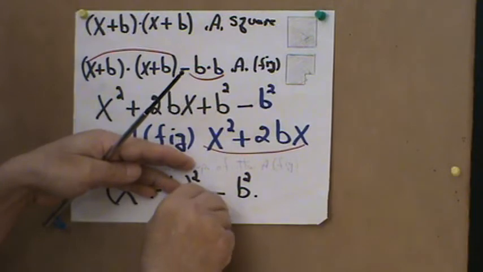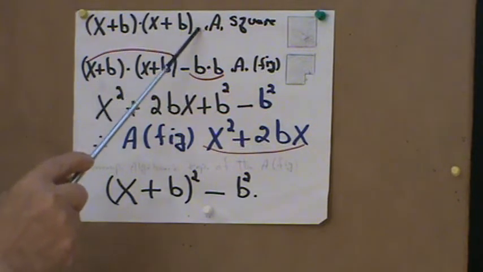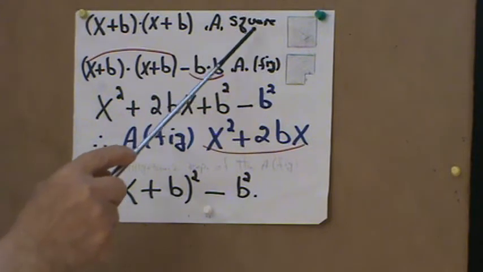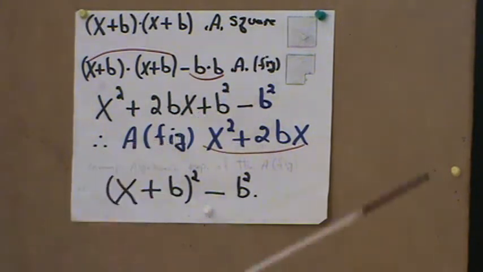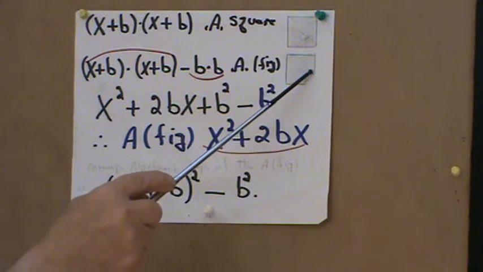And here, the dimension of the room that we were going to lay carpet was x plus b by x plus b. That is the area of what? The area of the square, the area of the entire room. This part we want to cut off, that is b by b.